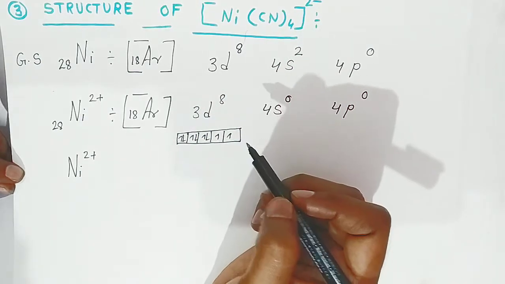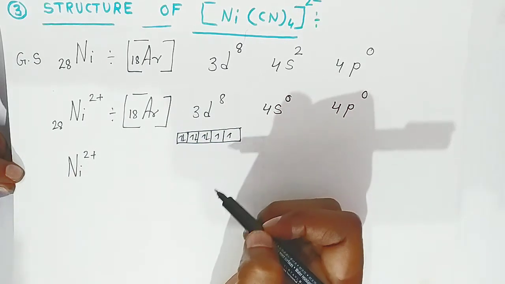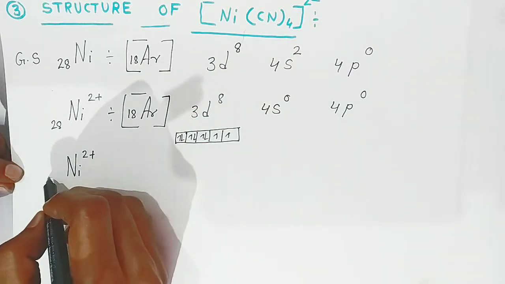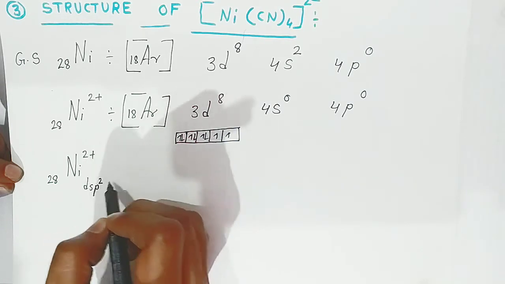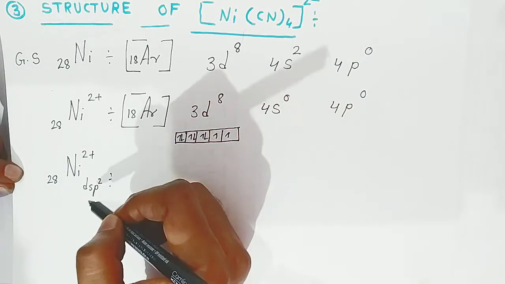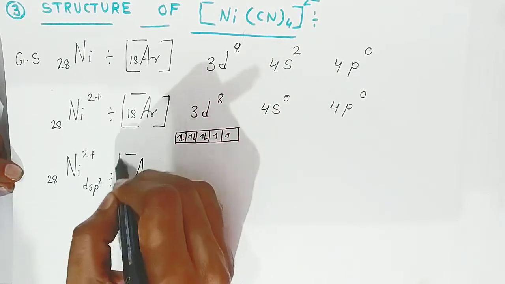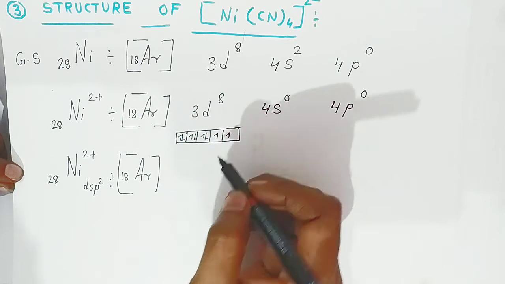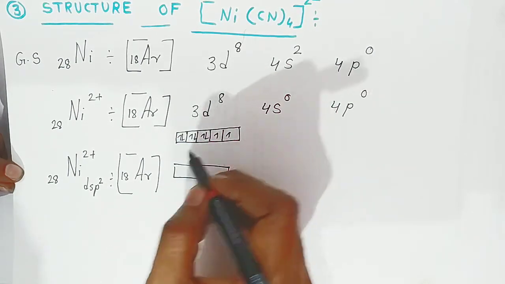Now students, what happens when the cyanide approaches the nickel 2 plus? These 2 electrons will be paired up. There is a pairing that will take place. So nickel 2 plus will go to dsp2 hybridisation when the cyanide approaches. So argon 18, and this electron will be paired here.